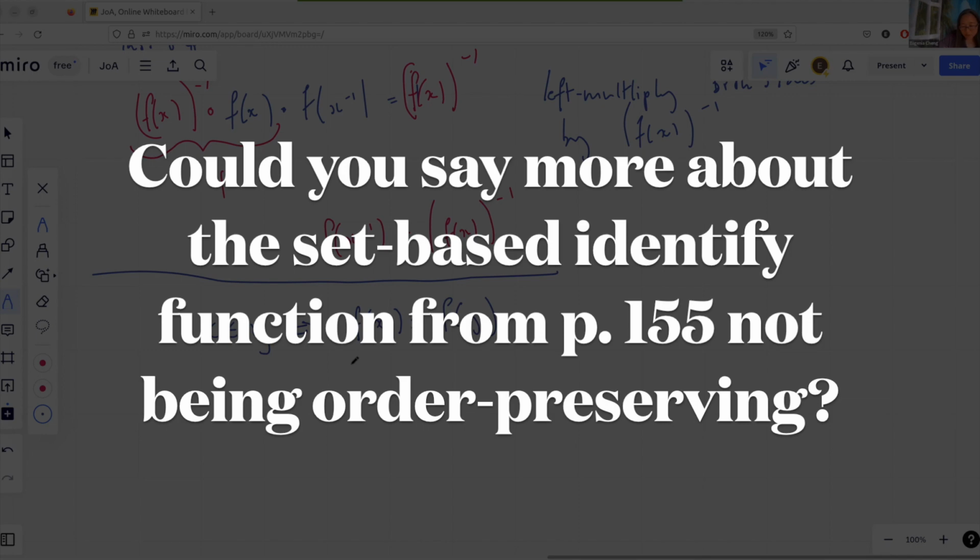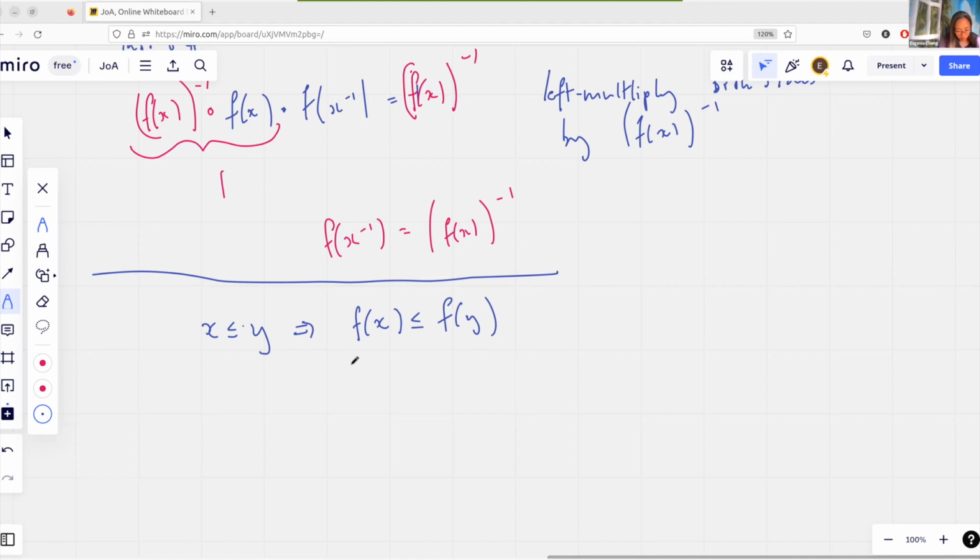Page 155. Can you say more about this set-based identity function being not order preserving? So I think this was the situation where there are three different orderings on the same set. So in the category of posets, the three orderings make different posets. This is true. And I understand this as the non-order preserving morphism between two objects. That is, it's not an identity arrow.